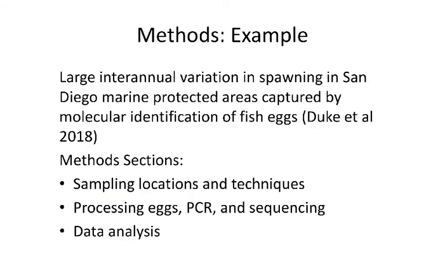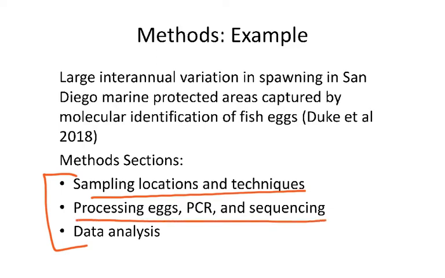So an example of methods, here again we're pulling from that same paper. Oftentimes the methods sections are broken up into mini sections to help the reader follow. So in this particular paper, the fish egg paper we've been talking about, the methods section was broken up into 3 different parts: sampling locations and techniques, so again, you're saying how you got the samples, processing eggs, PCR, and sequencing. So those are the wet lab methods, basically.